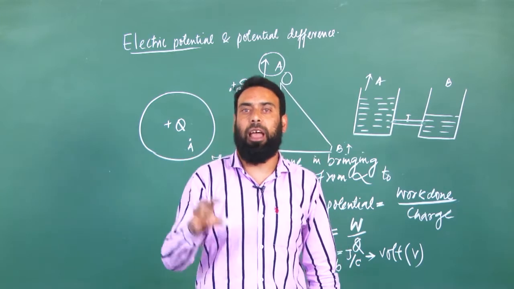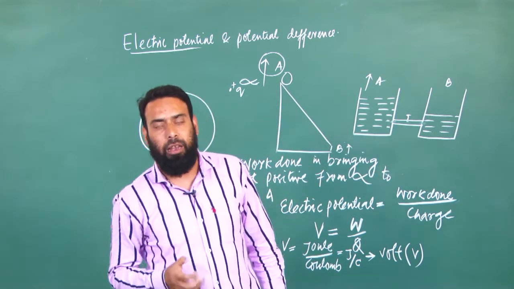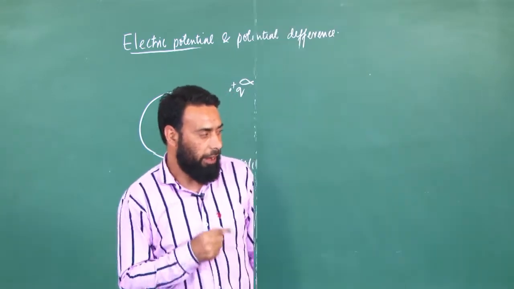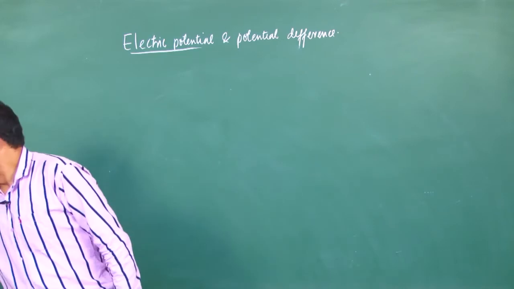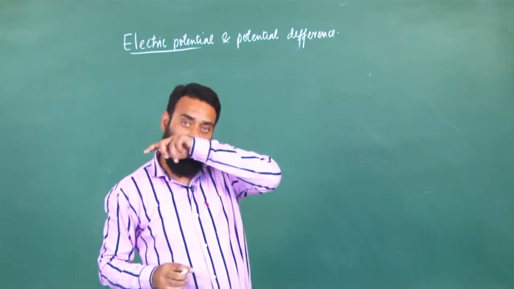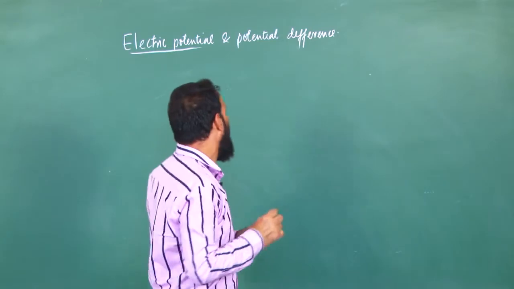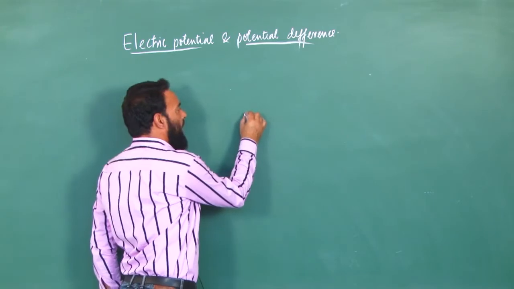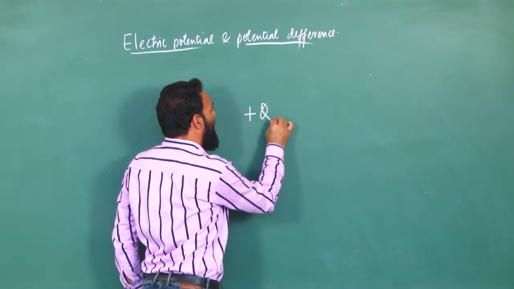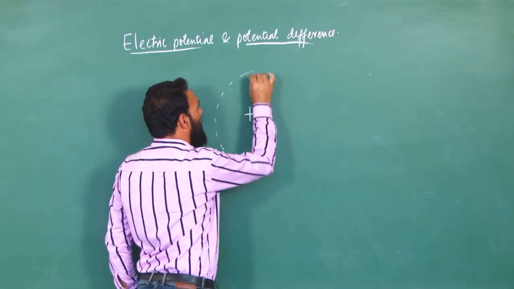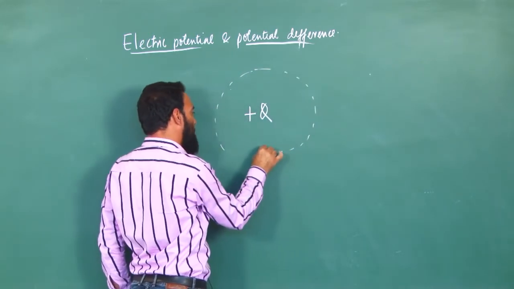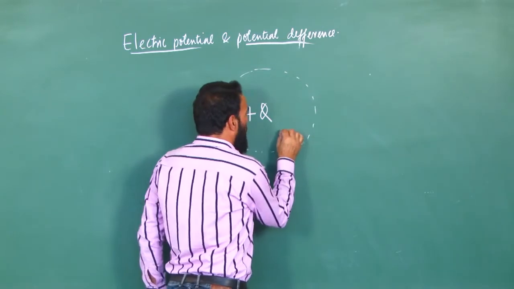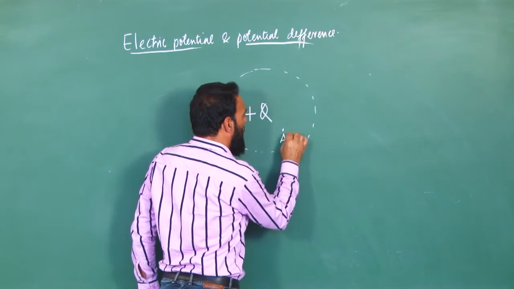So electric potential at a point is the work done in bringing a unit positive charge from infinity to point A. Okay, dear students, you know electric potential. Now we will define what potential difference is. We take the same example again. We take a charge Q, and this is its electric field, under which it attracts or repels other charges. And now the Q charge is at point A.